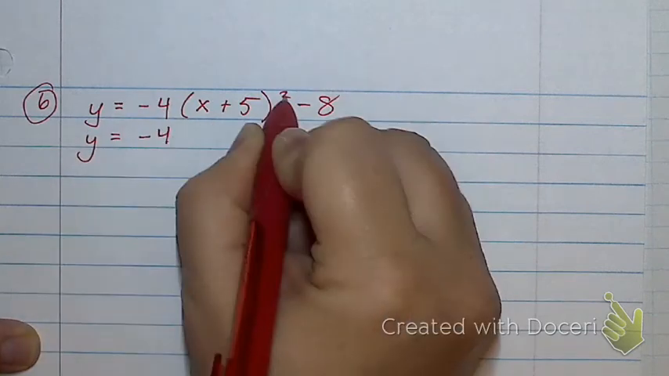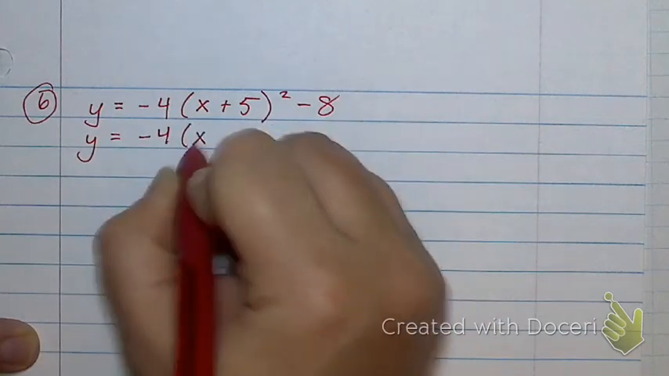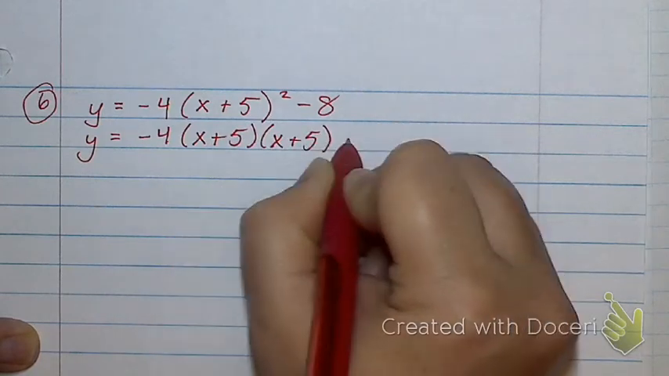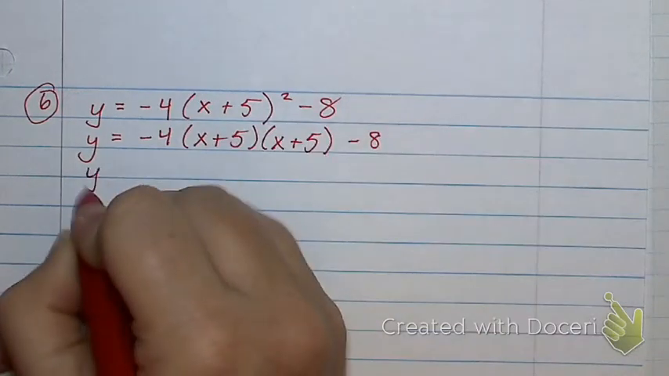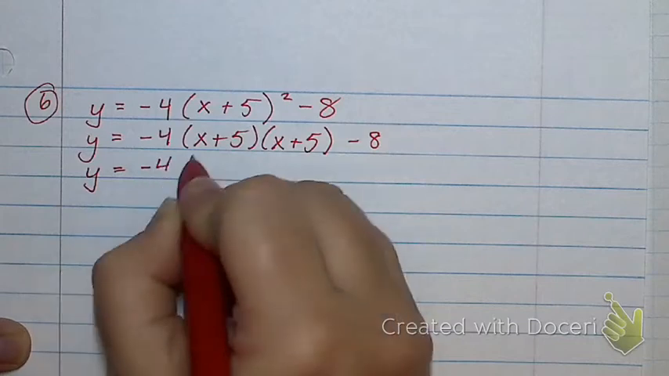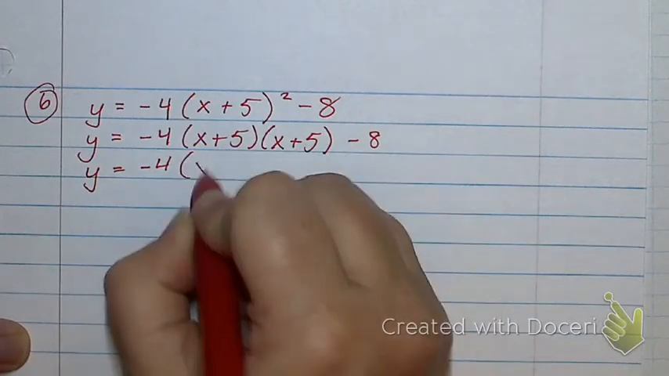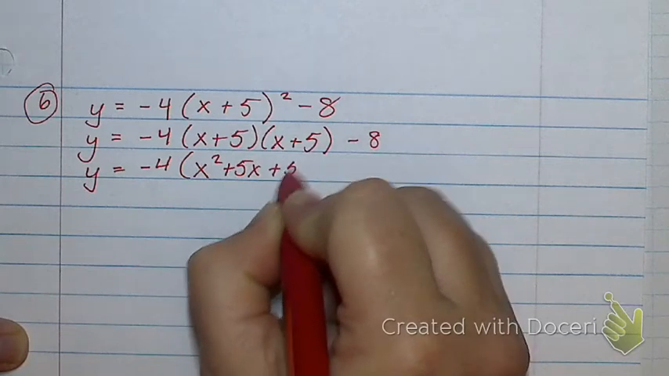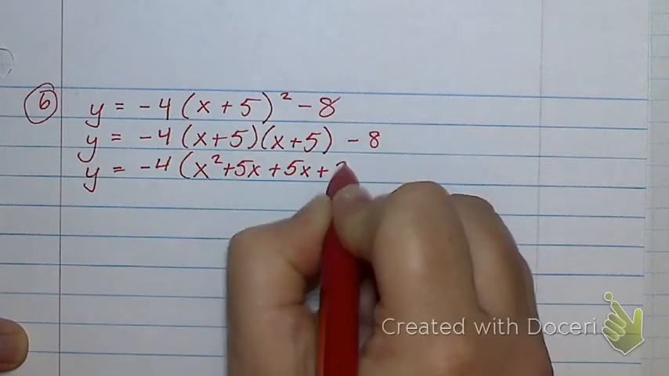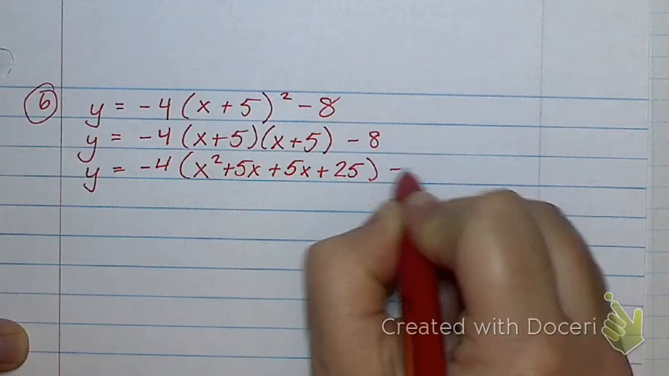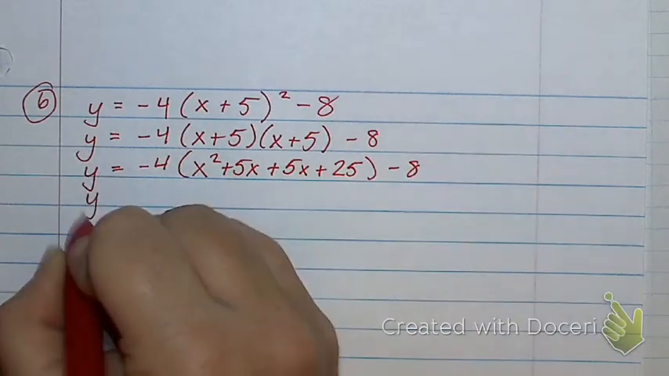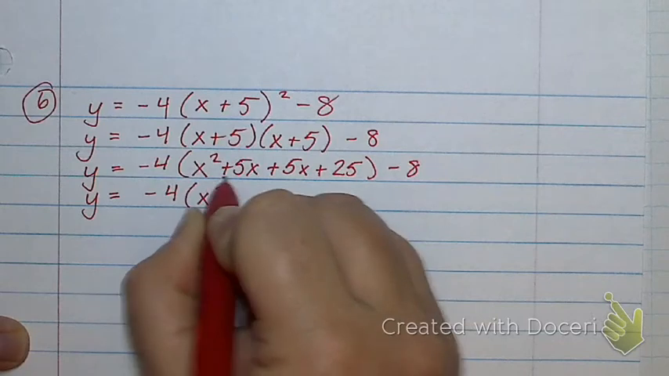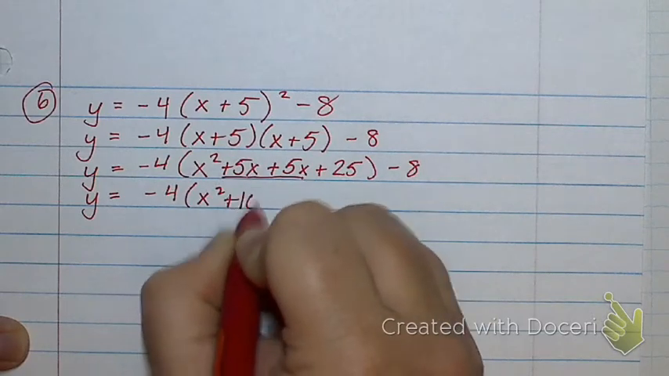That squared thing means I have to do x plus 5 and x plus 5, then minus 8. And then, let's see, I'm going to multiply these two together. x squared plus 5x plus 5x plus 25. Someone is a pro at the distributive method. Yes, ma'am. Love it. So I get y equals -4 and then x squared plus 10x plus 25.